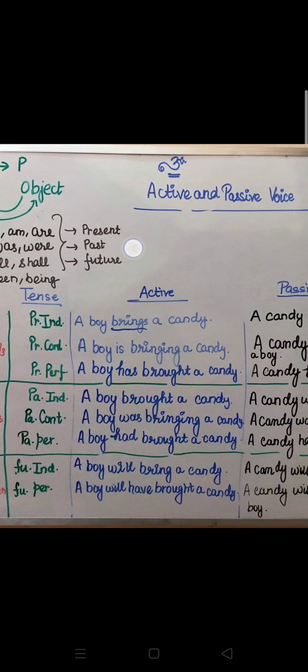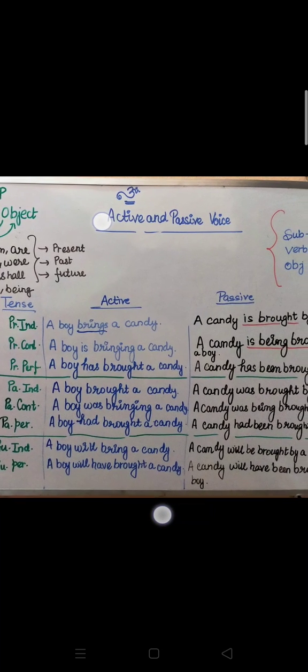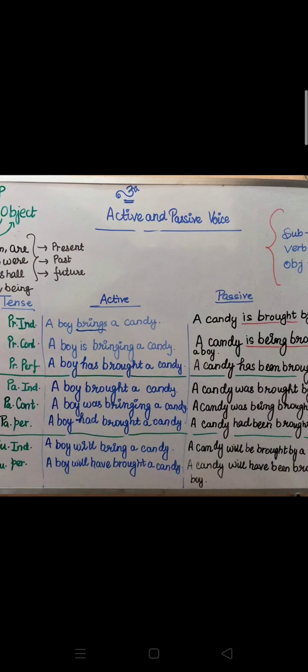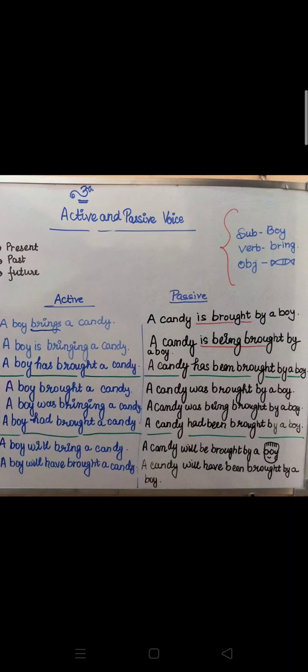If I start with present indefinite tense, the sentence that I have is: a boy brings a candy. A boy brings a candy. So a boy is the subject over here and brings is the verb. A candy is the object. Now, when we look at the verb, it is the S form of the action and we immediately recognize that it is present indefinite tense. So how are we going to change it into passive voice? We can change it to: a candy is brought by a boy.